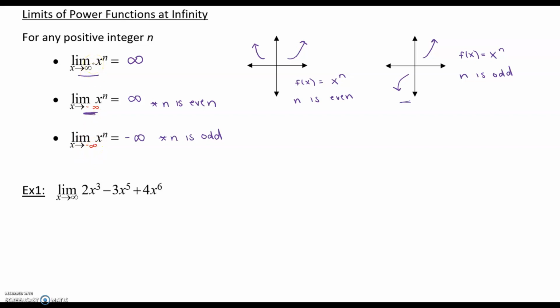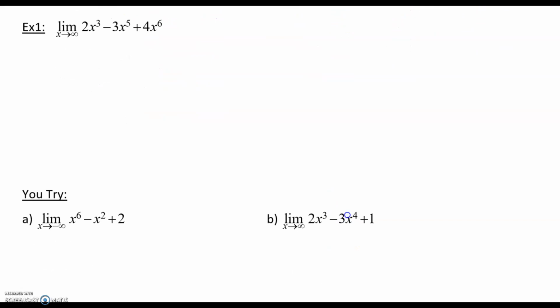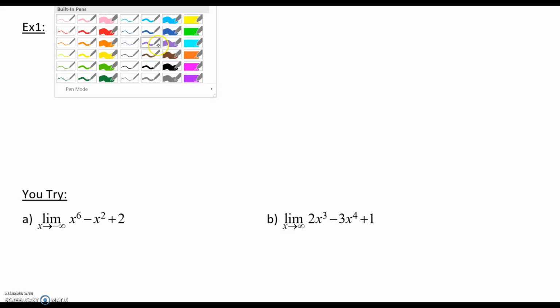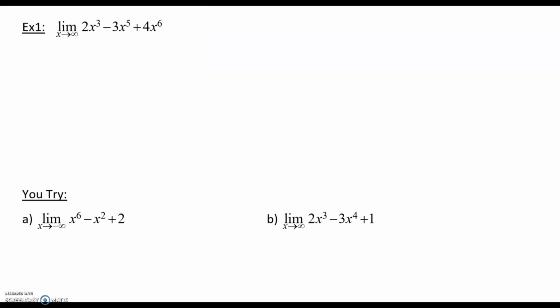So let's go through it. The limit as x approaches infinity of 2x cubed minus 3x to the 5th plus 4x to the 6th. So first of all, what is our leading term? I'll use a different color. Let's use teal. Okay, so this is going to be our main focus.